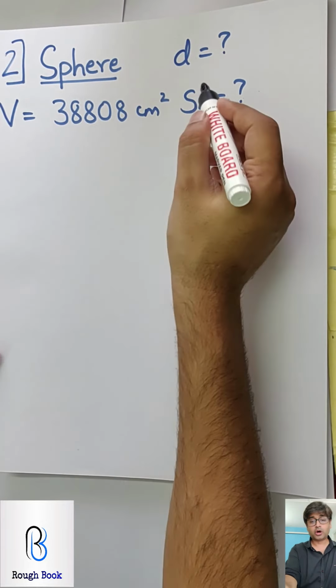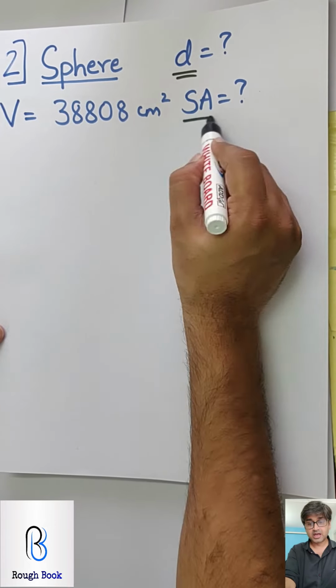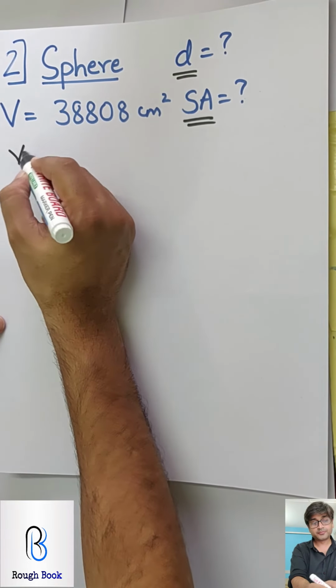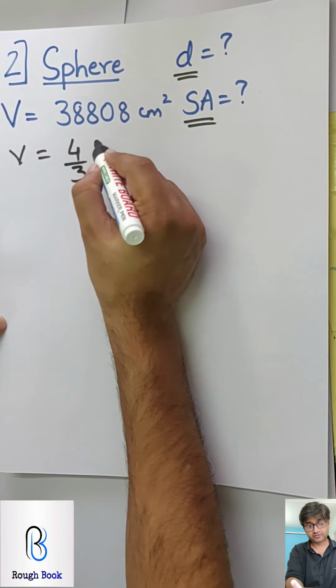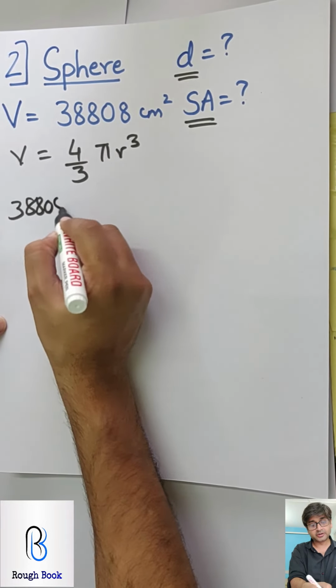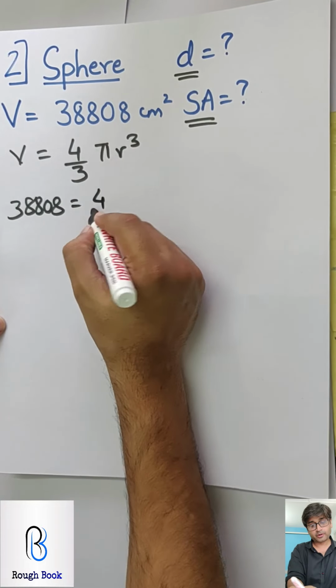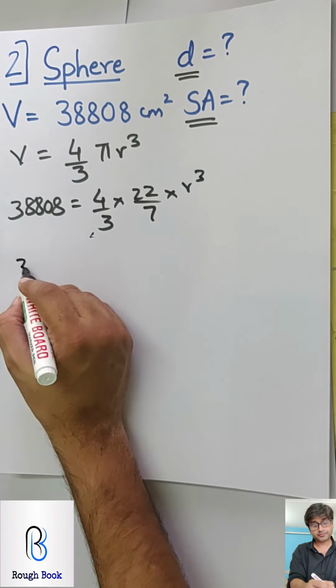Again sphere, volume is given, so using the volume first get the radius and then the diameter and then eventually the surface area. So volume, come on, tell me the formula. Very good. 4 upon 3 pi r cube. So 38808 equals 4 upon 3, 22 by 7 into r cube.